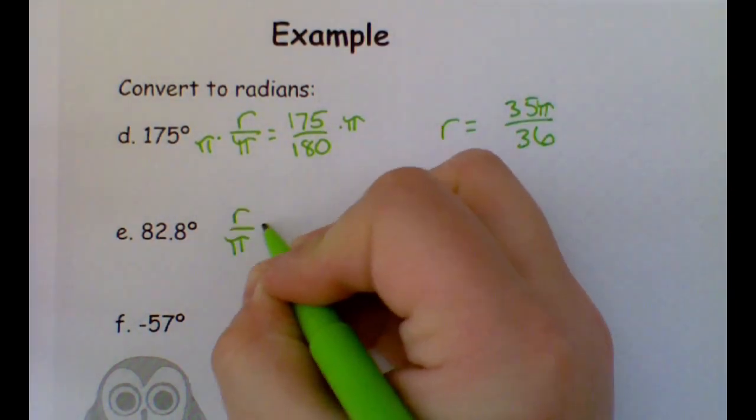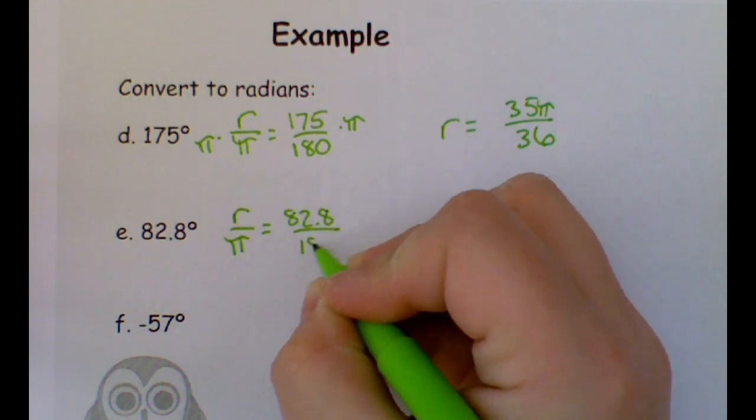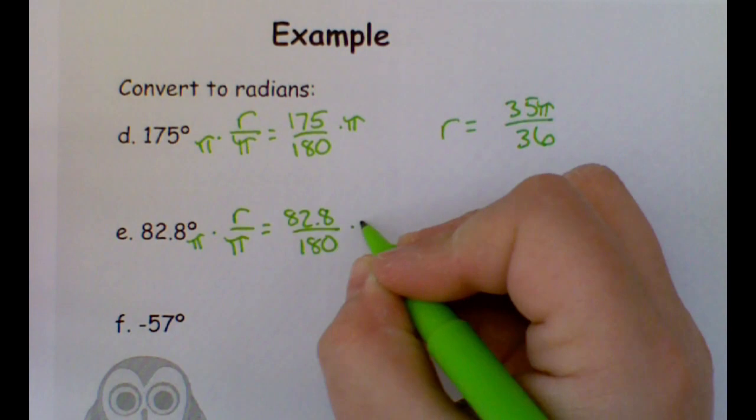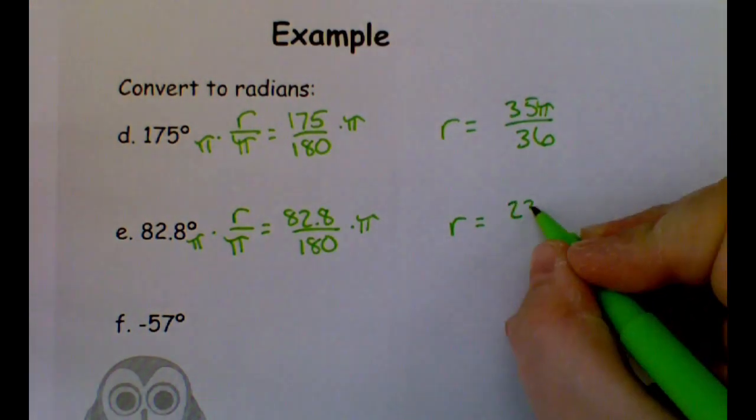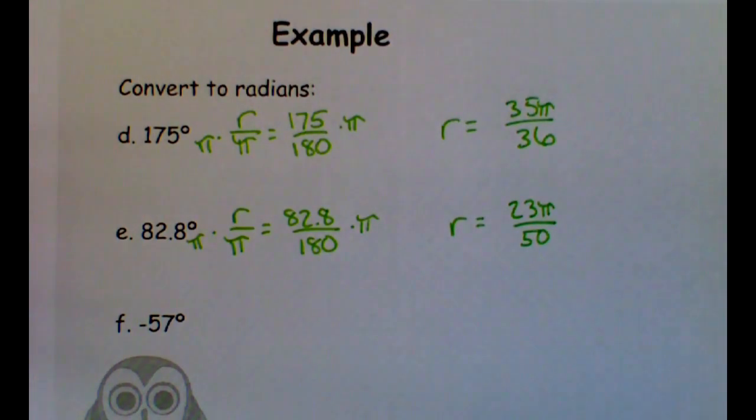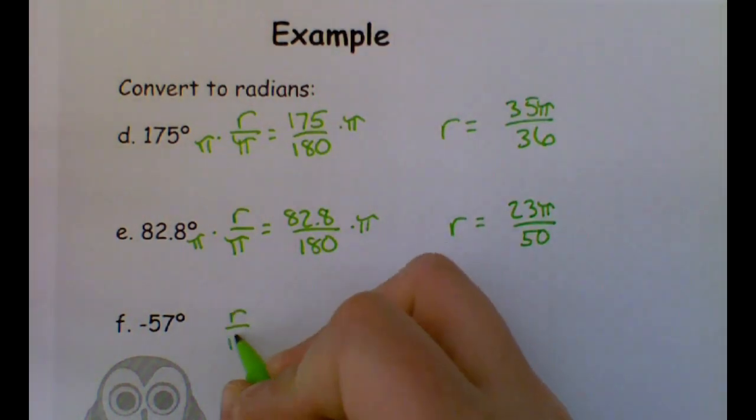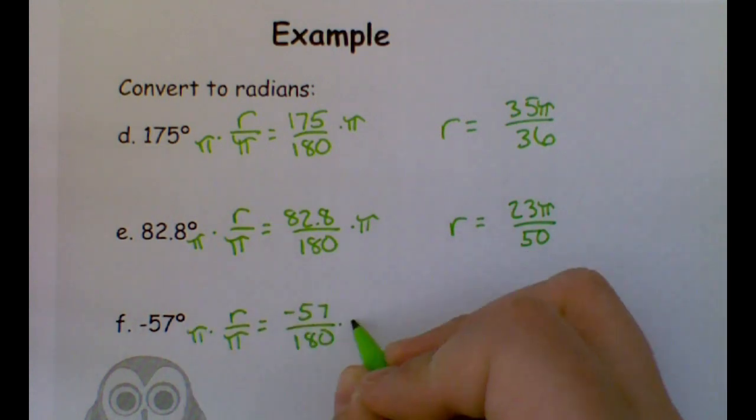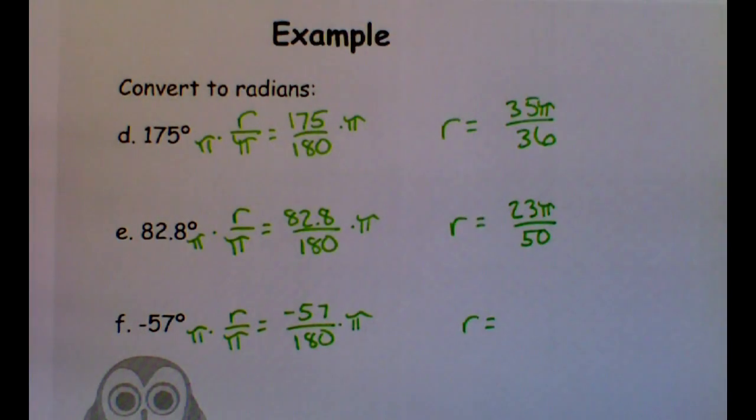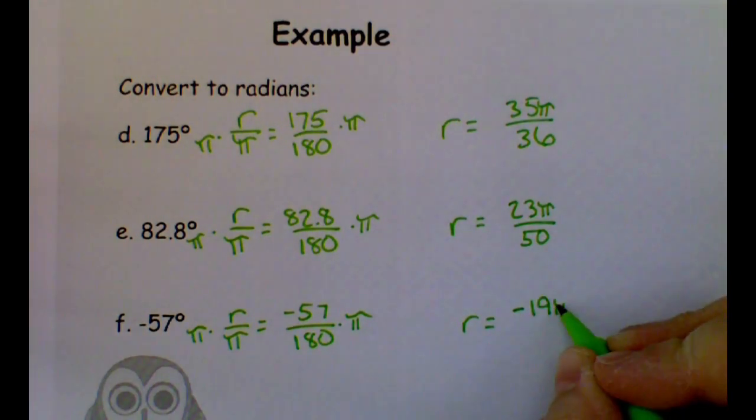Radians over pi equals 82.8 over 180. Multiply my pi over. 82.8 over 180 simplifies to 23 over 50. Stick that pi in the numerator. There's our answer. Radians over pi equals negative 57 over 180. Multiply that pi over. 57 over 180. Negative 19 pi over 60.